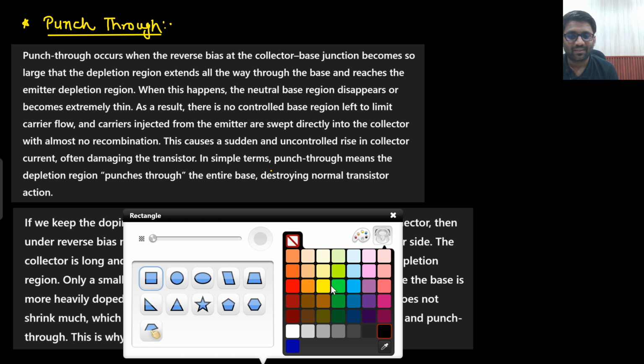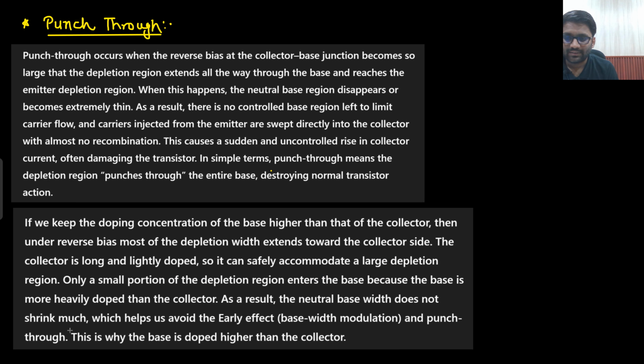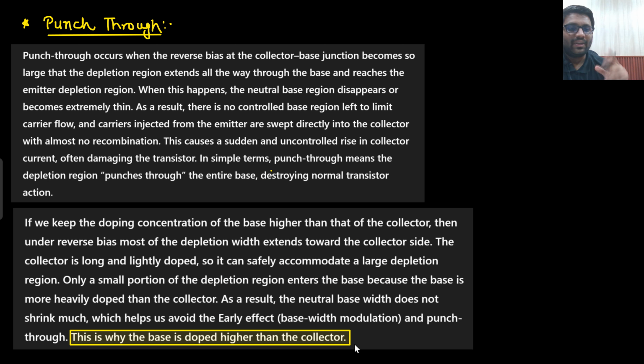This is very surprising to me that teachers will act as if they are gods, and these god educators say that because of the fabrication, practically we say that base is more doped than the collector. Not just practically, theoretically as well, the base will be doped more than the collector.